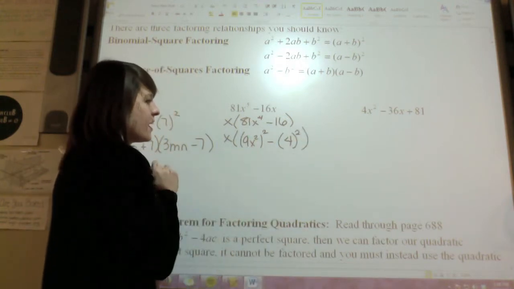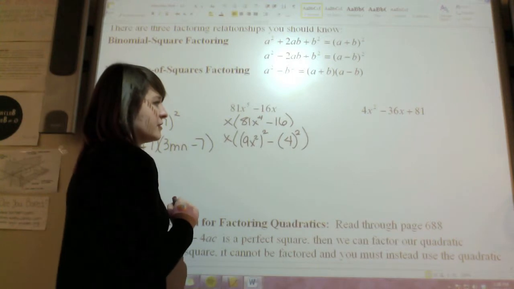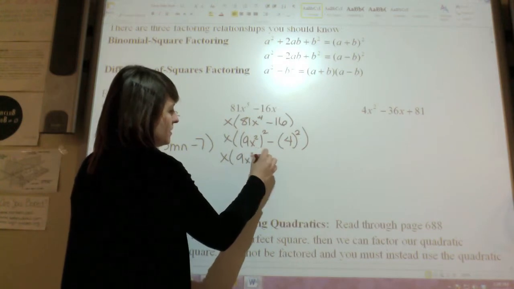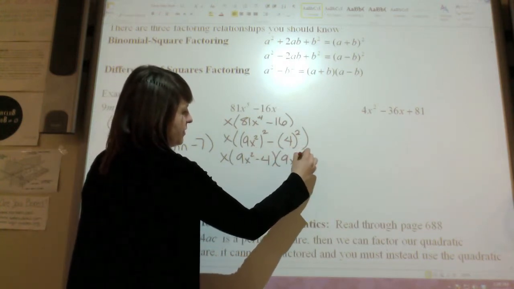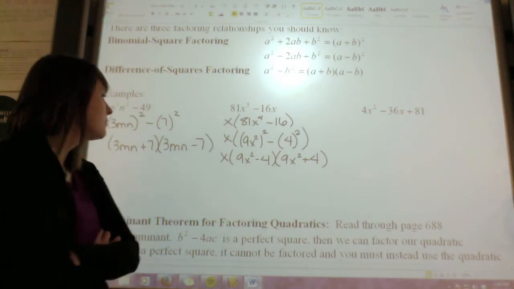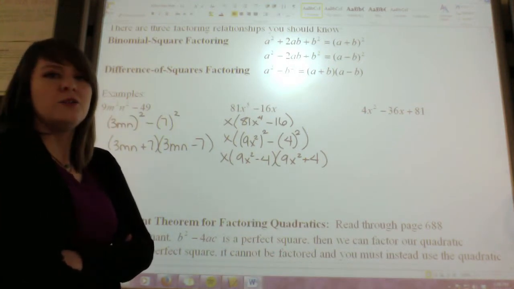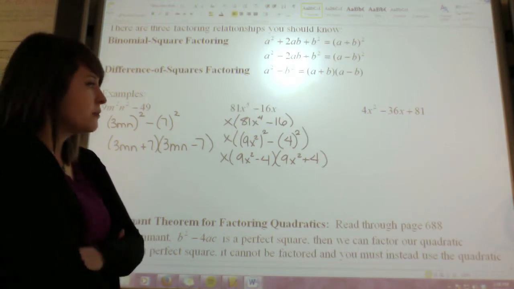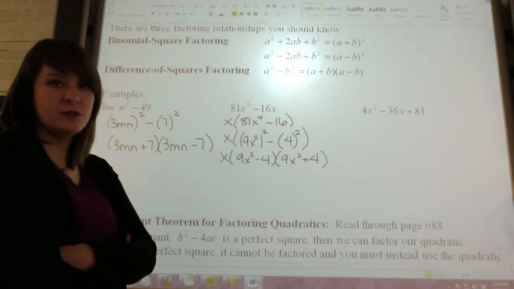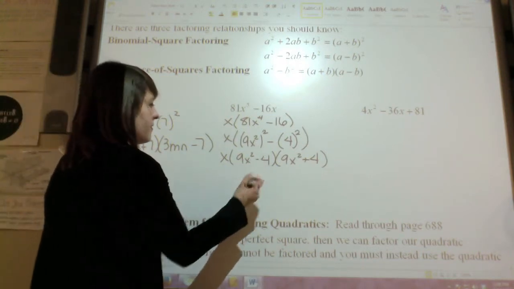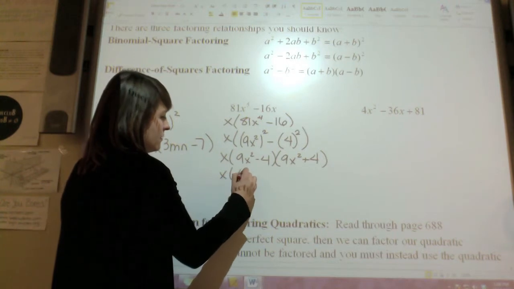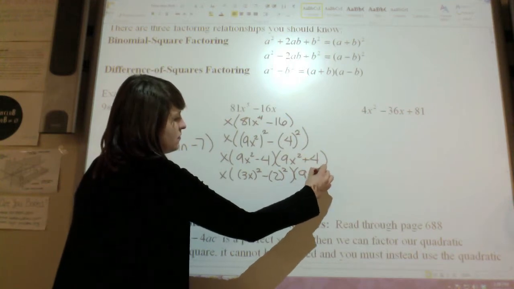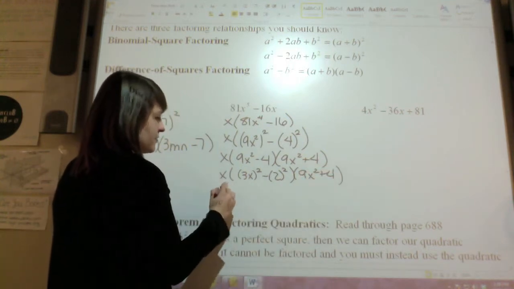So this tells me that my a value is 9x squared, my b value is 4. So I can rewrite this as 9x squared minus 4 times 9x squared plus 4. Okay? Now, you might notice that these are both a difference in a sum of squares as well. So we haven't learned how to factor the sum of squares yet, but we do know how to factor the difference of squares, so I'm going to rewrite this one as 3x squared minus 2 squared. Then I'm going to factor it using my difference of squares formula.